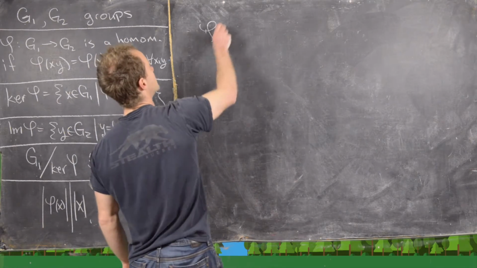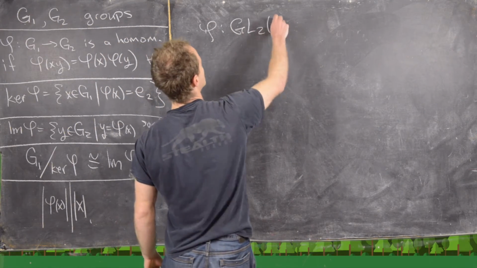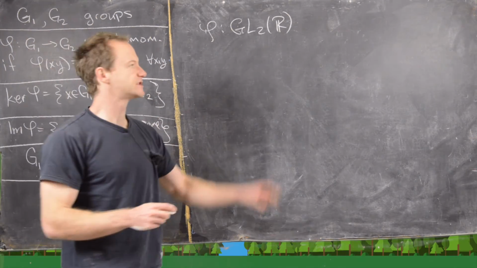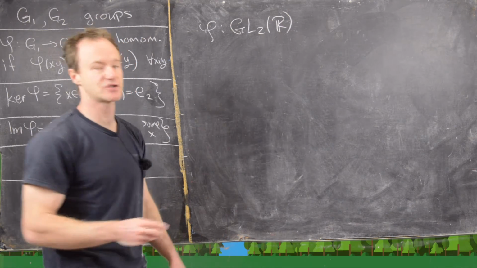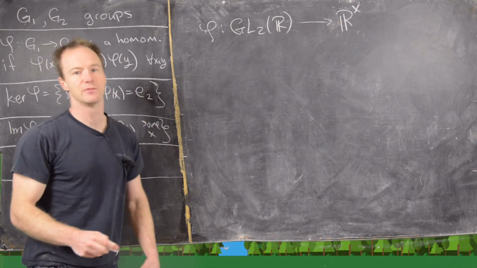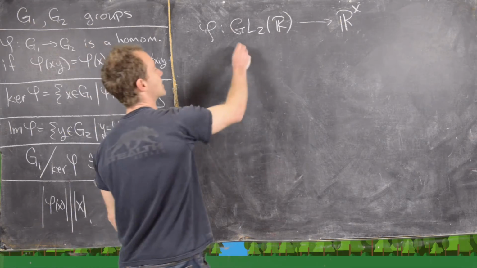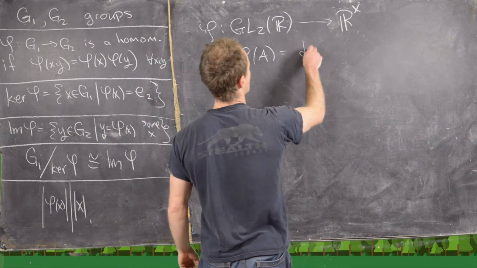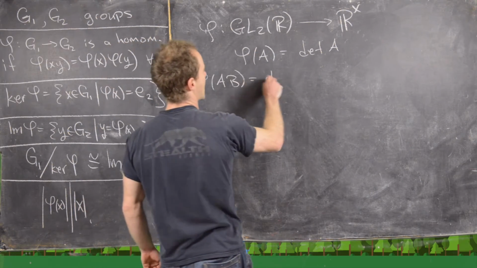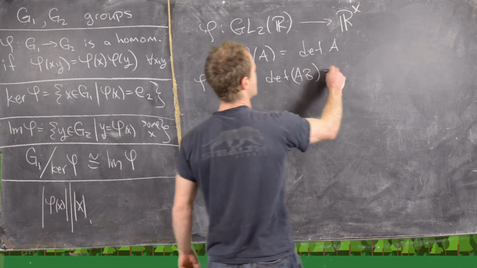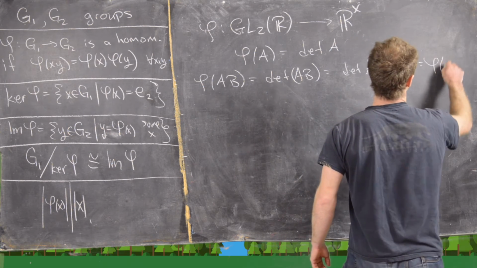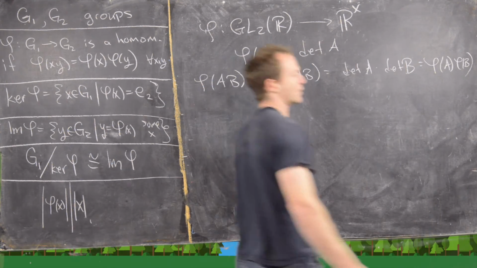Okay, so for our next one, we'll take phi going from GL2(R) to R*. Remember, that's all 2x2 matrices with non-zero determinant, so our group operation here is just matrix multiplication. We're going to take this to the multiplicative group of non-zero real numbers. Here our homomorphism will be defined by taking the determinant. By linear algebra, we know that the determinant of a product AB is equal to the determinant of A times the determinant of B, so that in fact makes this a homomorphism.